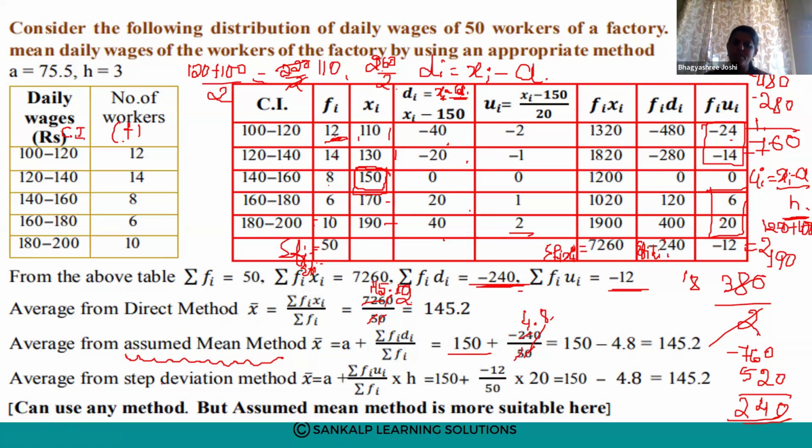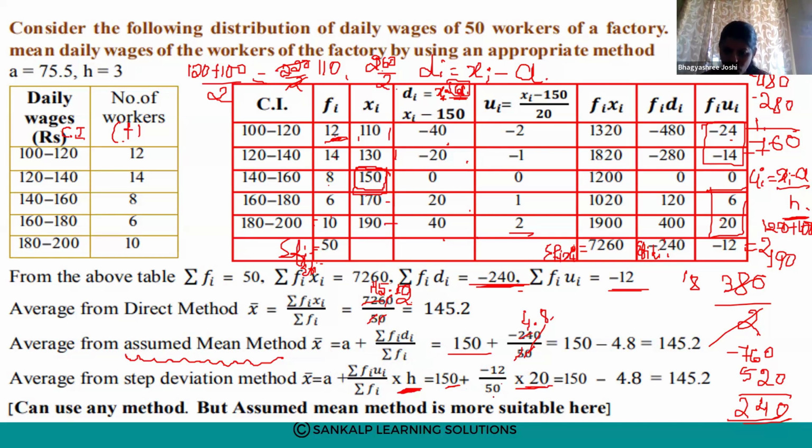Next one, average from the step deviation method. In the step deviation method, x bar is equal to A plus sigma Fi ui divided by sigma Fi, into h. H is the class size here, right? So class size is 20 here. We have taken the assumed mean as A, that is 150. So 150 plus sigma Fi ui value is minus 12 divided by sigma Fi is 50, into class size 20.